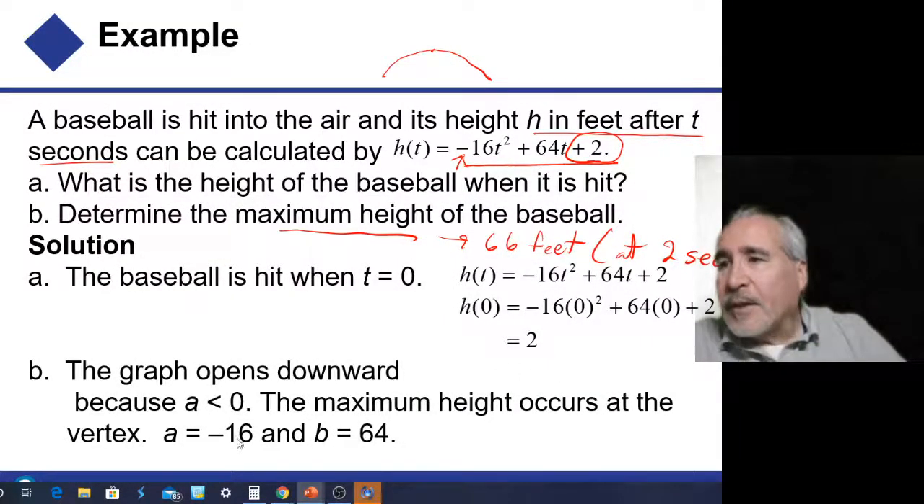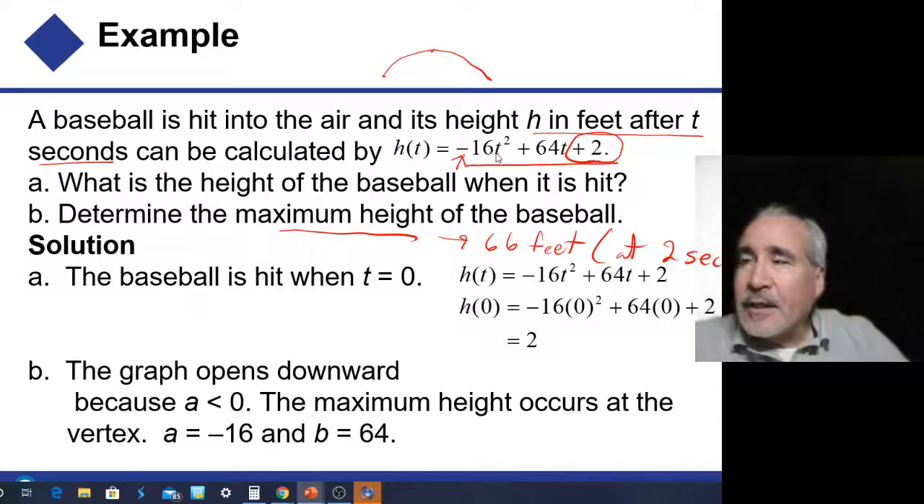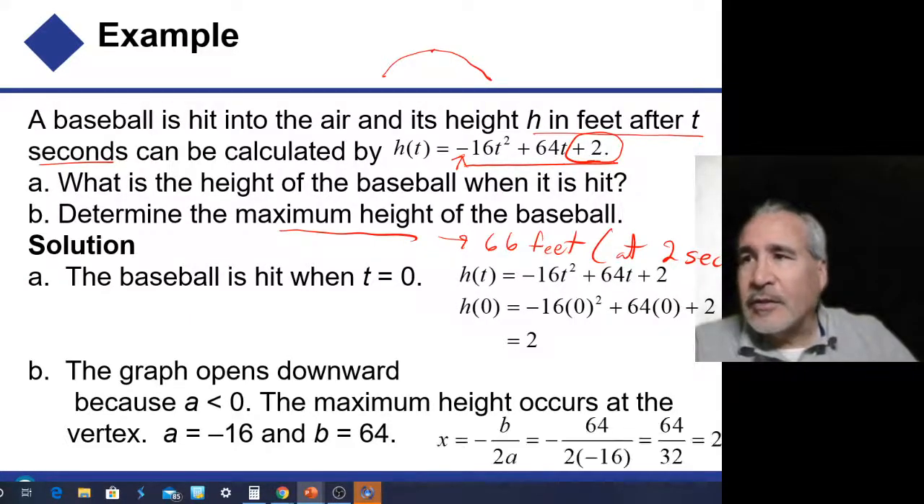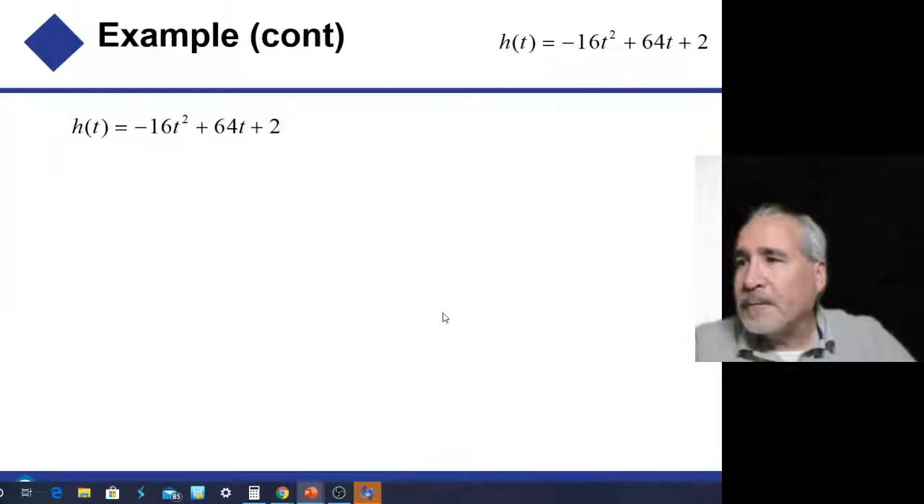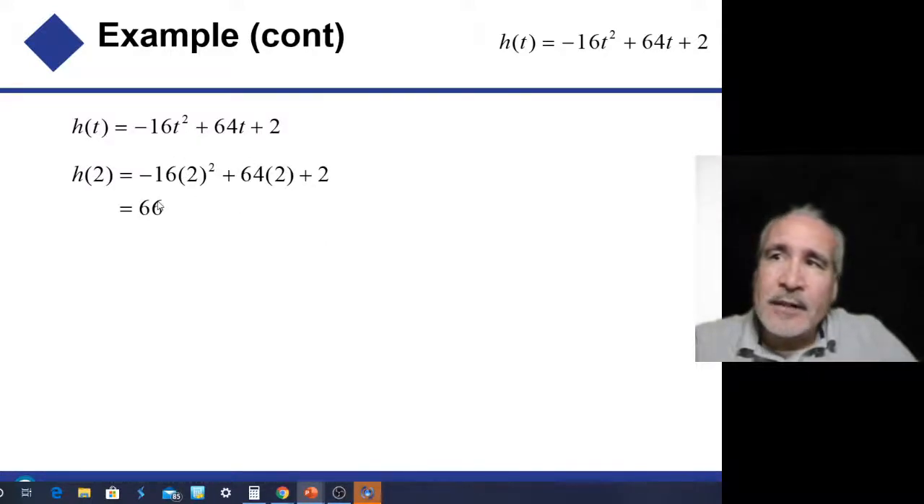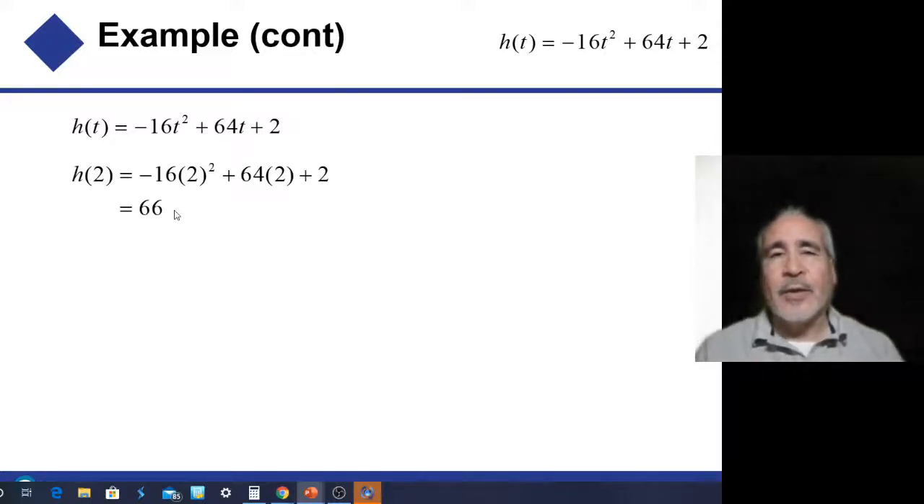The graph opens downward. We know that because the number in front of the t squared is negative. So we've got these values. We could plug those in, get the x value, plug that in, get the y value, which looks like what they're going to do. So the x coordinate is 2, but we got that right at 2 seconds by graphing. Then they've got to take that 2 and plug it back in for t. They do that, and they got 66. That's what we got with the graph.